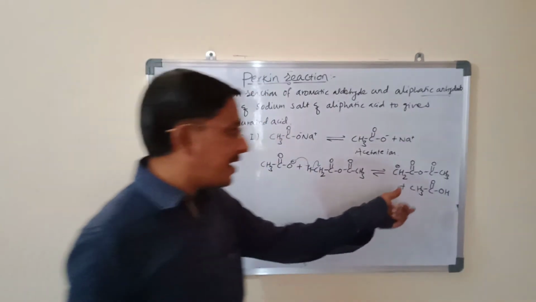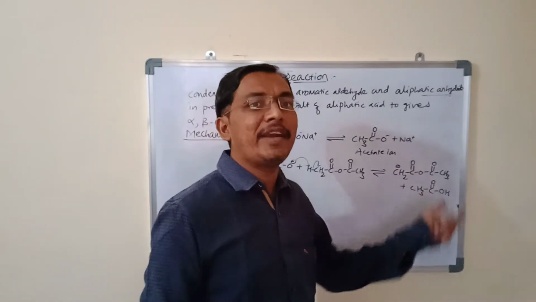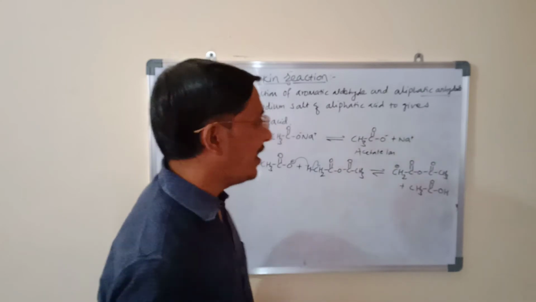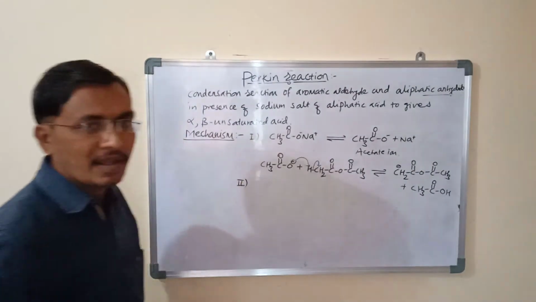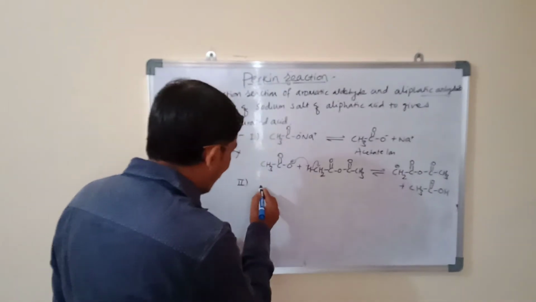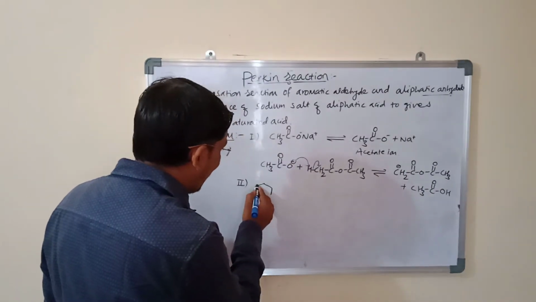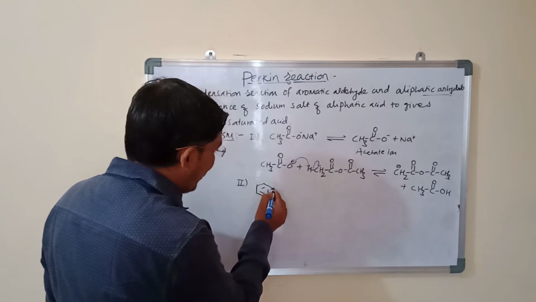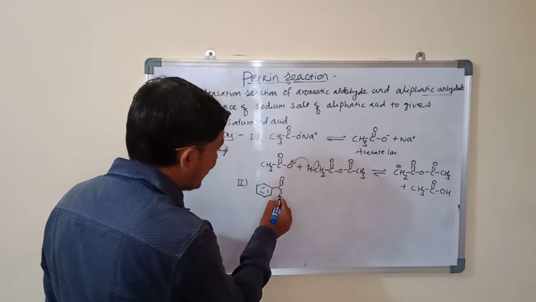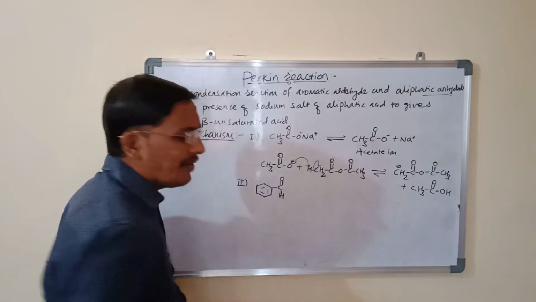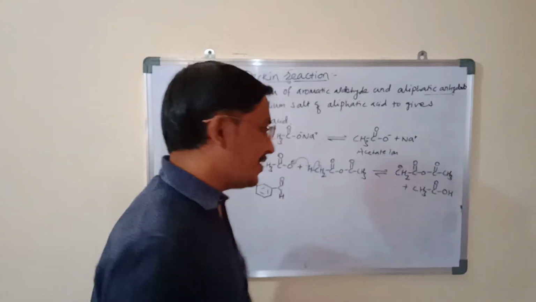Once the carbanion of that aliphatic acid anhydride is generated, it acts as a nucleophile in the second step. Here we have the electrophilic carbon of the aromatic aldehyde, that is benzaldehyde. This is benzaldehyde. Very simple and interesting mechanism.